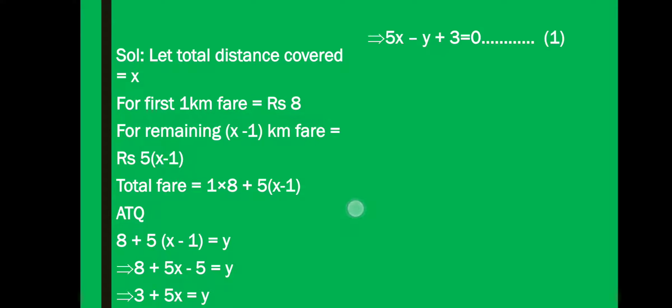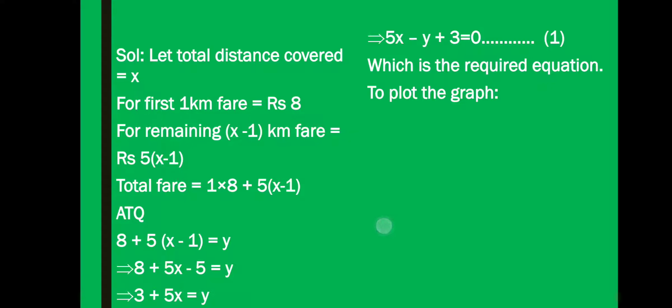So you have an equation of the form 5x minus y plus 3 is equal to 0. This is the required equation. Okay, this is the required equation. Firstly, you have found the equation for the given situation.